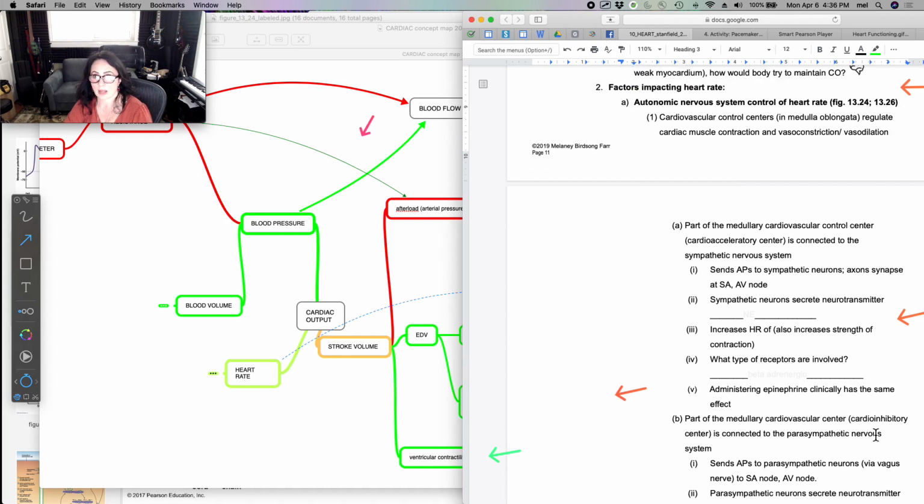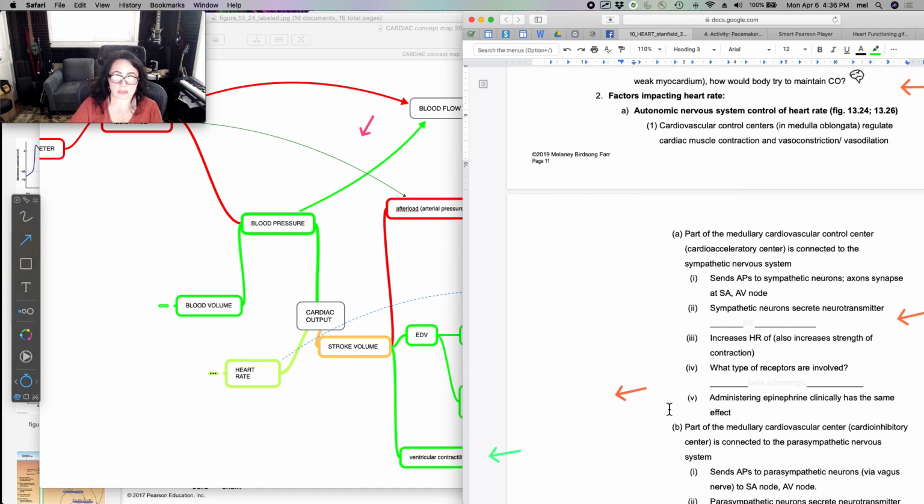Okay, so the next thing should be actually relatively easy for you. And that is, well, how do you control heart rate? Well, you kind of know already how to control heart rate. It's not that hard because you've already learned about most of these hormones and all of that stuff.